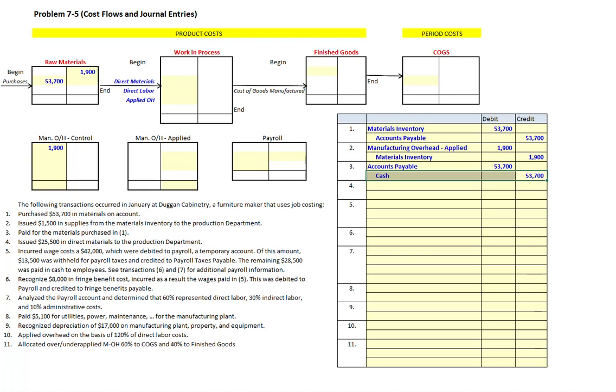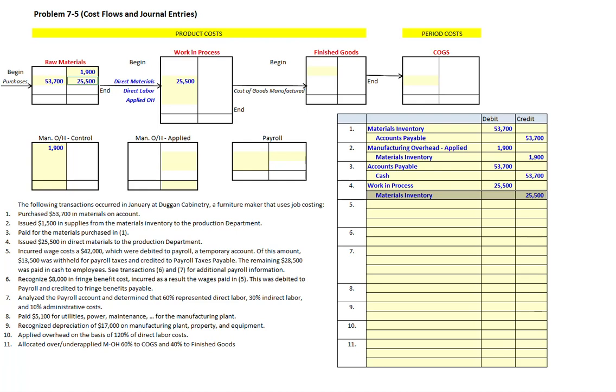Transaction 4, we issue $25,500 in direct materials to the production department. So issued to the production department, we have an increase in work in process of $25,500, a debit, and that's recorded on the left-hand side of the T account for work in process. And it's going to be a credit to raw materials inventory, and that shows up as a credit on the right-hand side of the raw materials inventory T account or cost flow diagram as well.